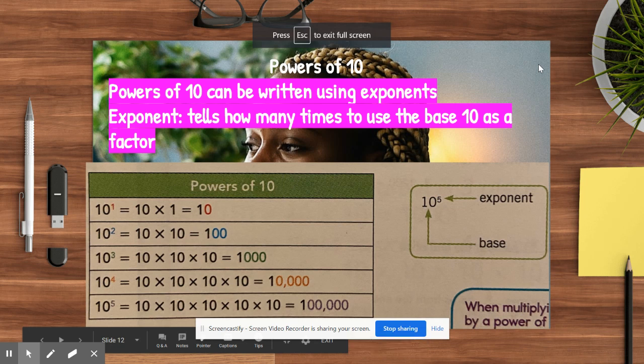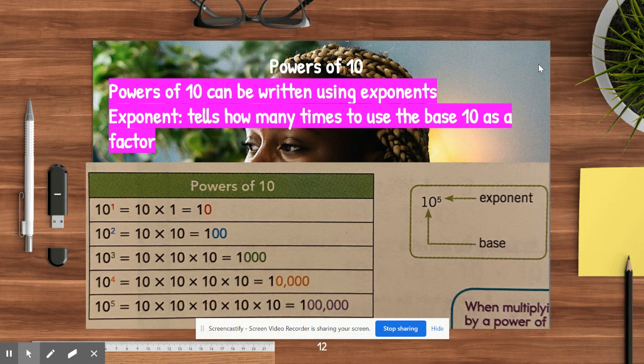Okay, so the big number that sits here, that's called the base. The little bitty number that sits next to it is called the exponent. Now, this stuff goes with something called PEMDAS, and PEMDAS is order of operation.